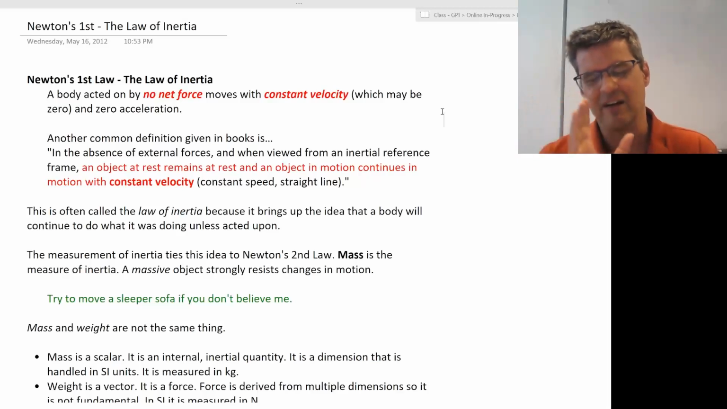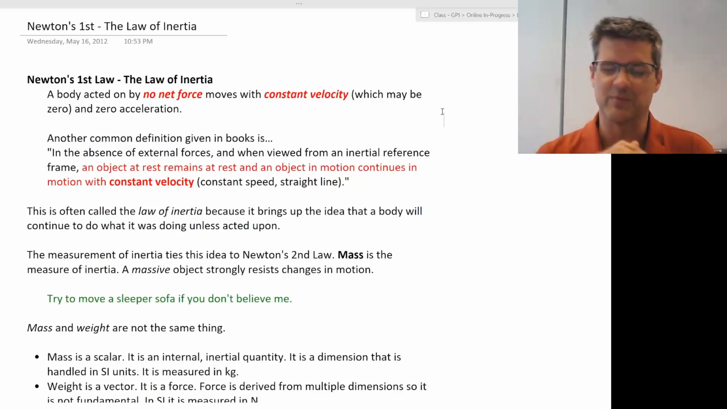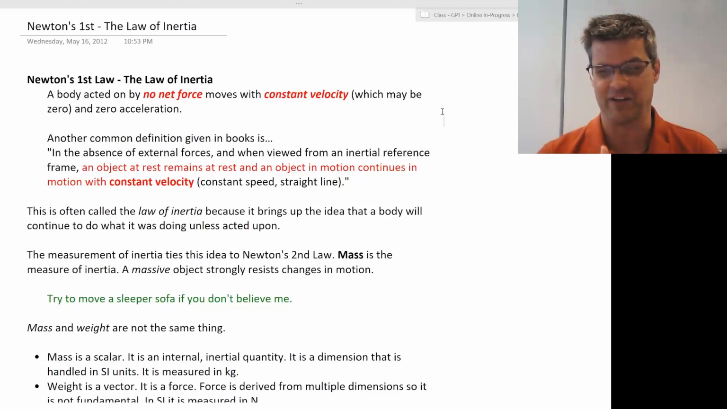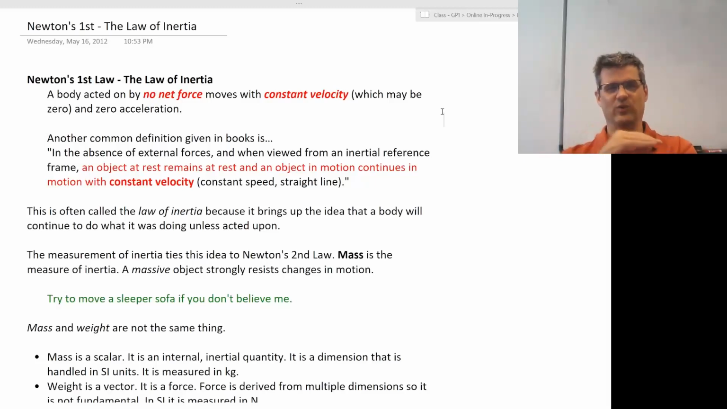Another possible way to talk about this might be that in the absence of external forces, and when viewed from an inertial reference frame, an object at rest remains at rest, an object in motion continues in motion with constant velocity. So this is still talking about no forces, and now we've added another set of terminology, an inertial reference frame. This is actually getting worse.